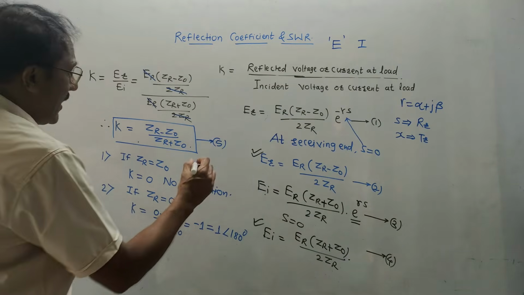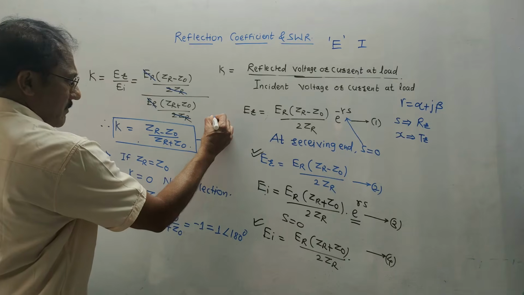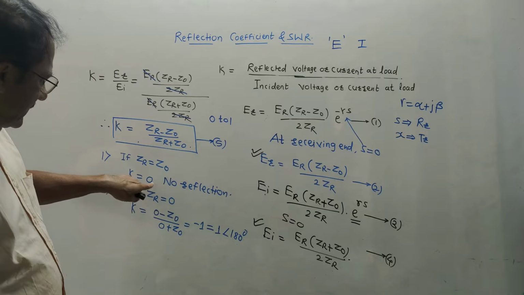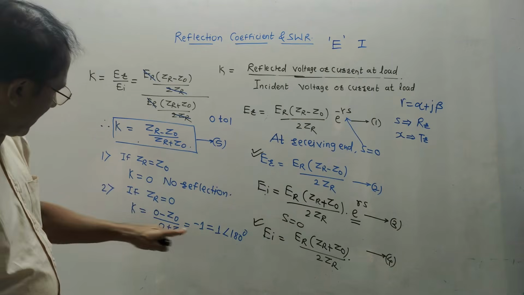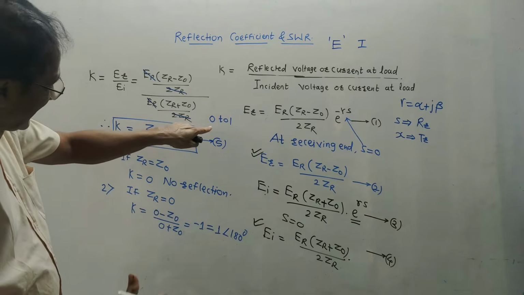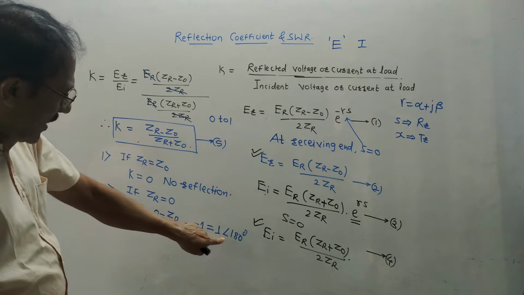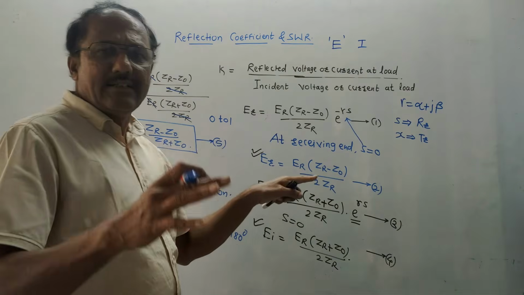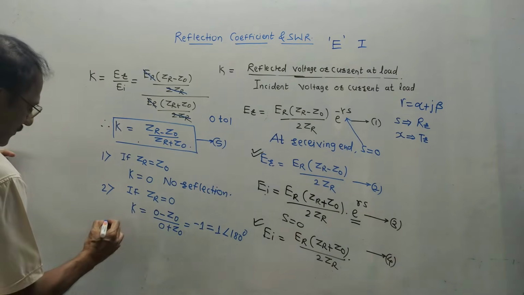Do remember, the value of reflection coefficient ranges from 0 to 1. That is, the minimum is 0, as we discussed in the first case. In the second case, when ZR is equals to 0, that means impedance is 0, so in that case the value becomes 1 at an angle 180 degree. So the reflection coefficient is 1, which is said to be the maximum reflection coefficient.